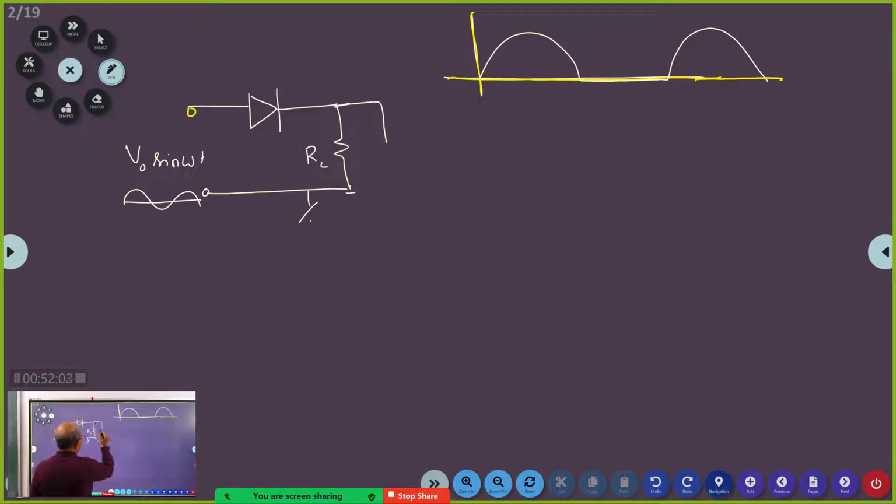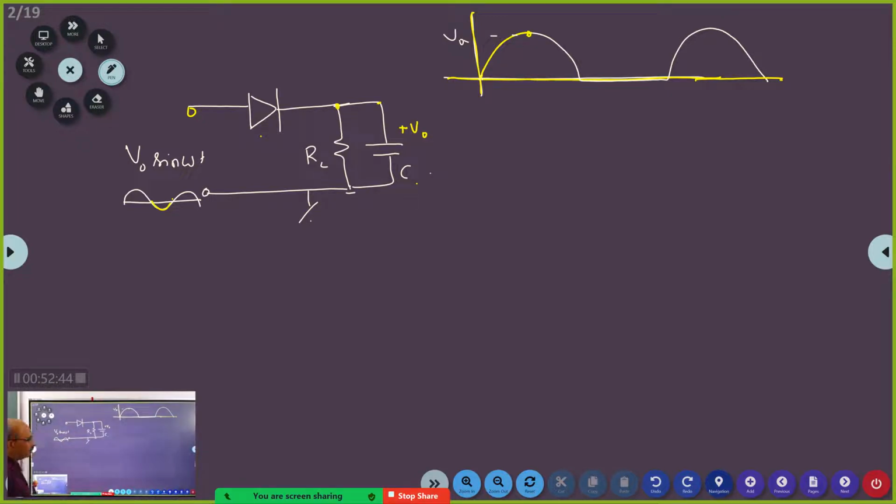Now, if I connect a capacitor, what will happen? The voltage at this point will rise, so the voltage across the capacitor will rise up to this point. The diode was on. After reaching this point, the capacitor is now charged to plus V0. And now this voltage has started becoming negative. That means this diode will become off.